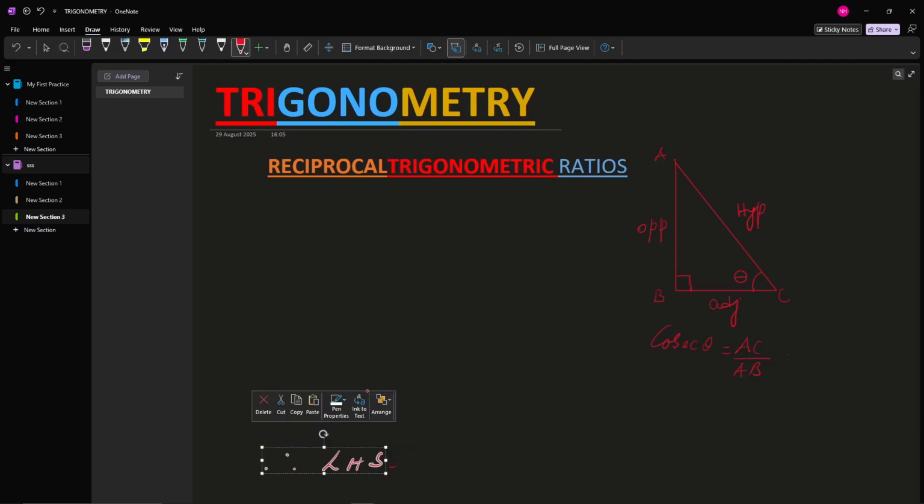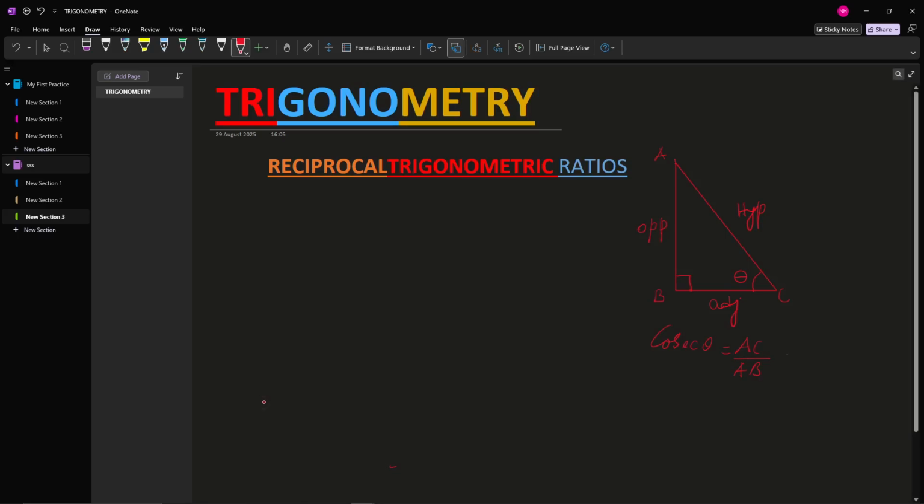Okay, the second one is cos theta. Now, what do you mean by cos theta's reciprocal? We'll say prove that cos theta is equal to 1 by sec theta.